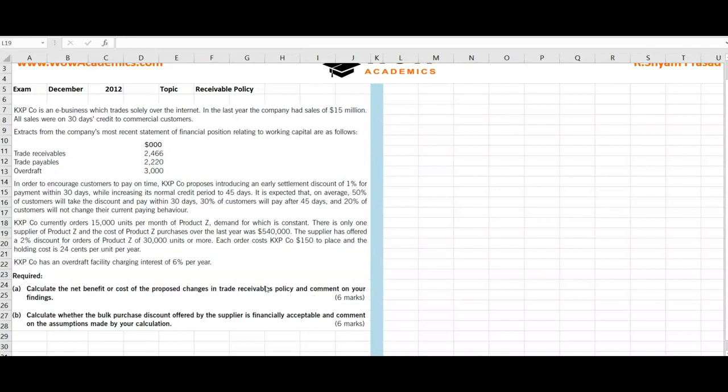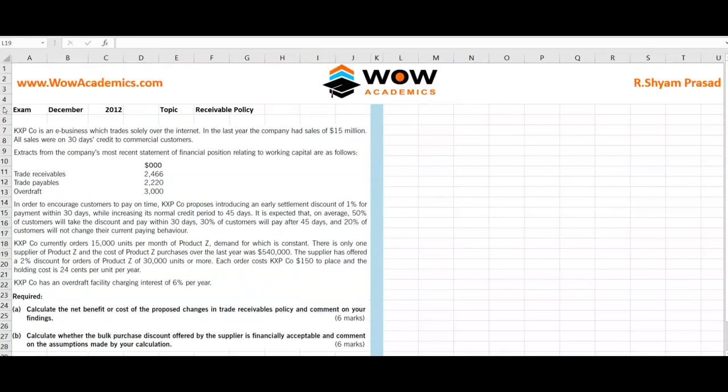So we'll find out the proposed change. So we'll start to work out. So we'll read the question. KXP is an e-business which trades solely over the internet. In the last year, the company had sales of 15 million. All sales were on 30 days credit to commercial customers. Extracts from the company's most recent statement of financial position relating to working capital are as follows. So they have given trade receivables, trade payables, and overdraft.